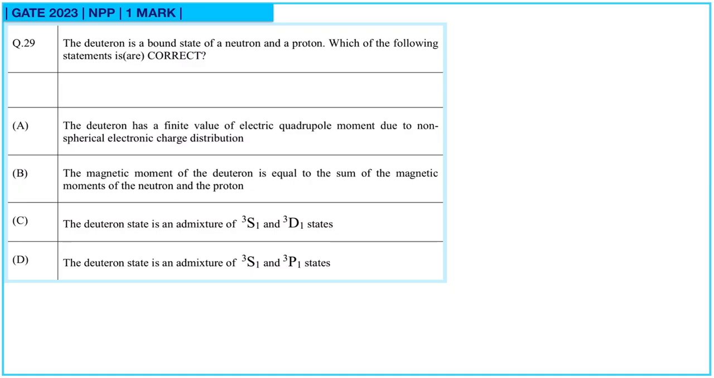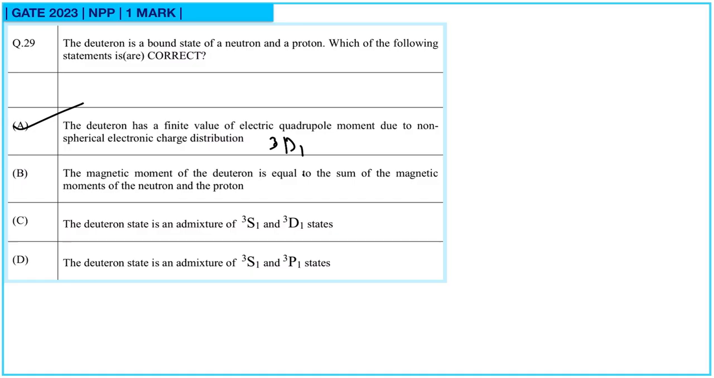Next, the deuteron is a bound state of neutron and proton. Which one of the following statements is correct? Option A, the deuteron has finite value of electric quadrupole moment due to non-spherical charge distribution. This is correct. So this finite value of electric quadrupole moment is because of that 3D1 state.